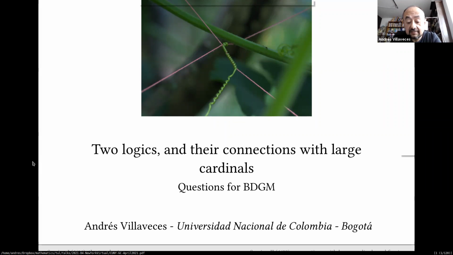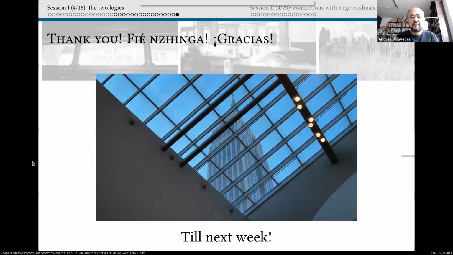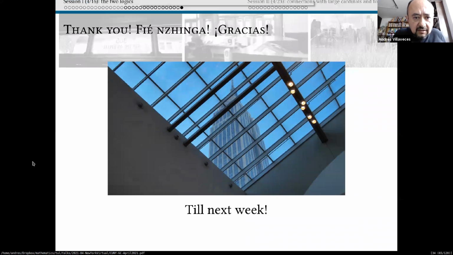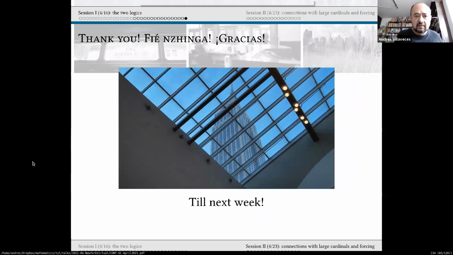Now, last time the lecture was about the two logics, and there were no large cardinals. It was a plain description of some of the properties of these two logics. Today, I want to give the connections with large cardinals, but I plan to start by giving a quick review of the two logics. So this was the last slide last time, and let me just make this slightly smaller. Okay, this is better, I think.